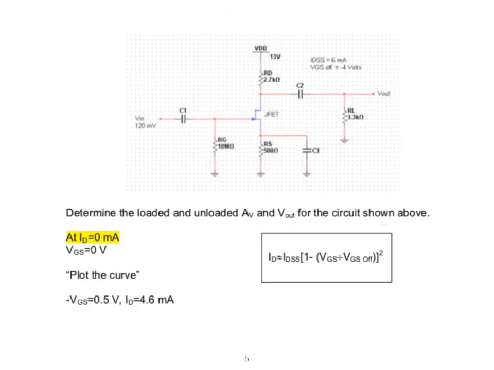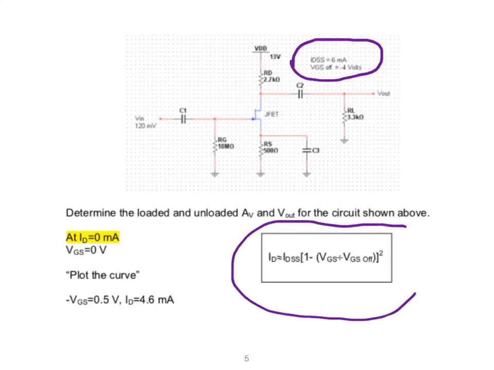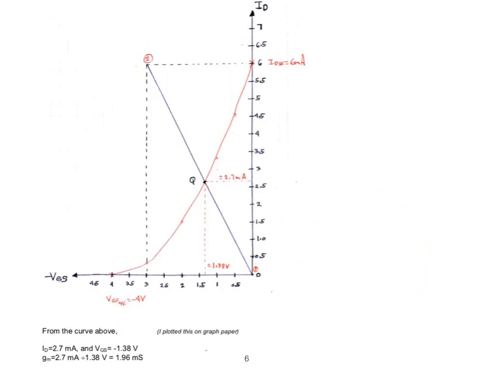Okay, a sample problem. So here are the JFET parameters: IDSS of 6 milliamps, VGS(off) of -4. We're going to plot the curve as per usual using that formula. This was done on graph paper, I know it doesn't look like it, but it was. Anyway, so we're going to plot the transfer curve, all the way down there.